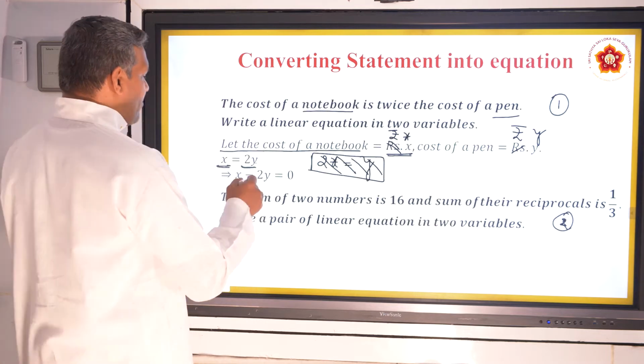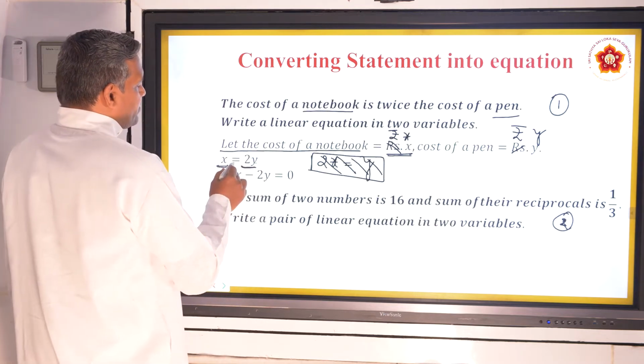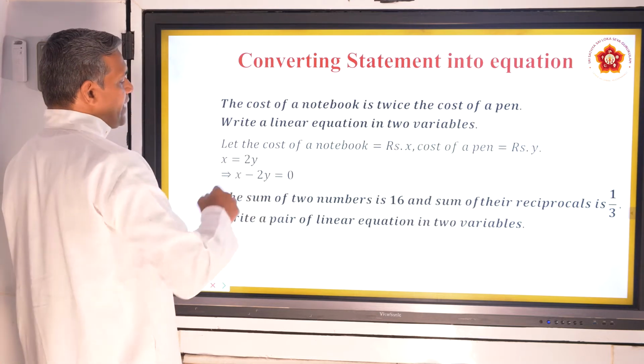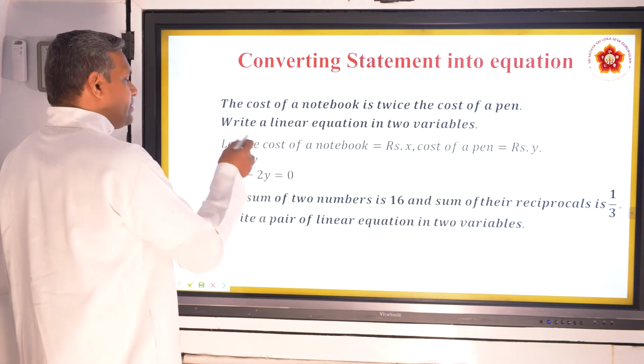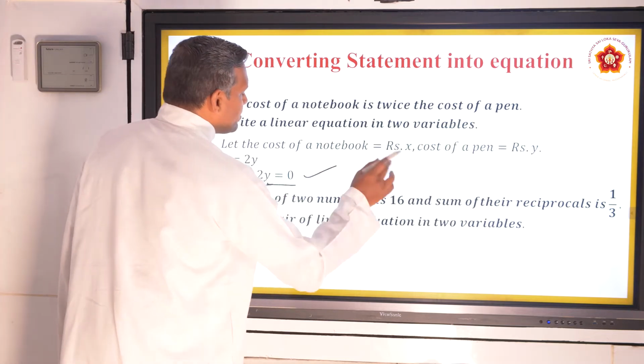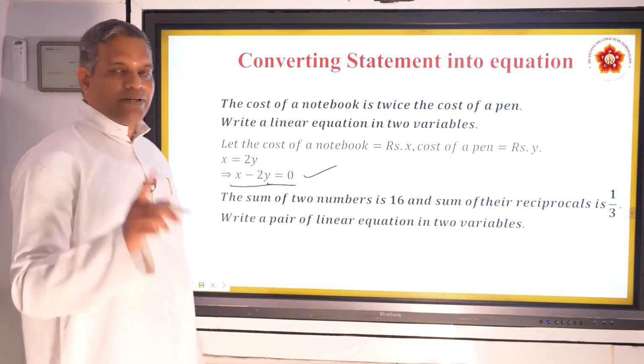Got it? Now come back to the same equation. That is x = 2y, the given equation. I need to bring it to standard form. What I'll do is transpose 2y to the LHS: x - 2y = 0. That's it. That's all I asked for in the first case.